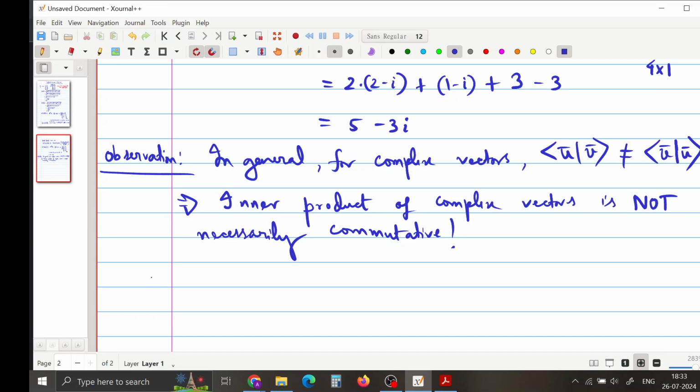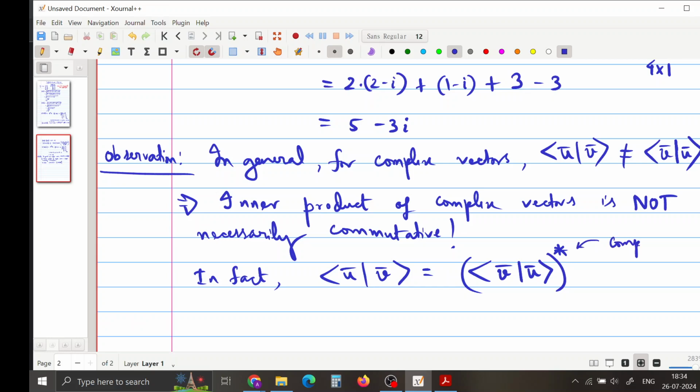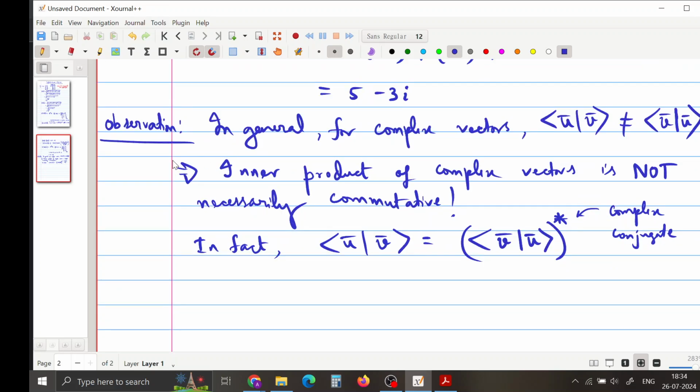Okay, in fact, as I said, the inner product of u and v is actually the complex conjugate of the inner product of v and u. So this star denotes complex conjugate. Okay, and in the case of real vectors, this conjugate has no function actually. So that's why for real vectors this is clearly commutative. Okay, you perform the inner product of u and v, or you perform the inner product of v and u, both are the same.